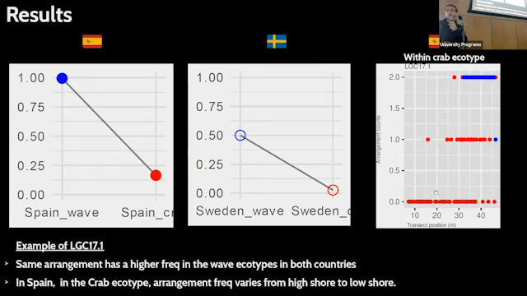Another thing that you can do once you have done that is look into only the Spain crab ecotype here. You can look at the proportion of the different arrangements along the transect. What you can see is that the frequency of the arrangements varies along the transect, and this is consistent with what we saw also on the whole genome pattern, where the crab ecotype looks more wave-like when going down the shore.